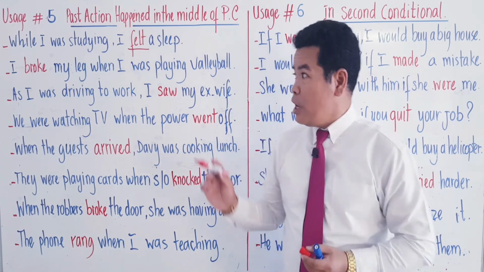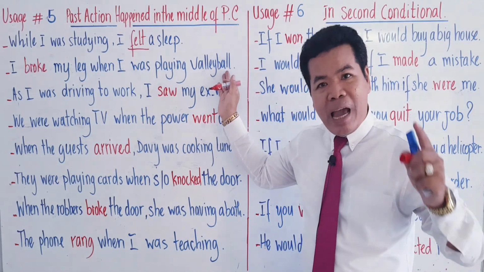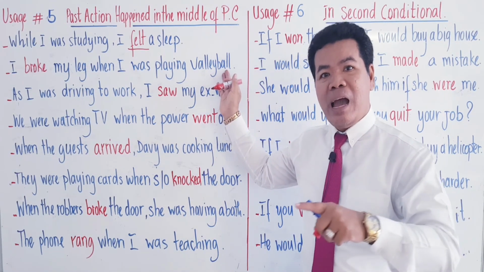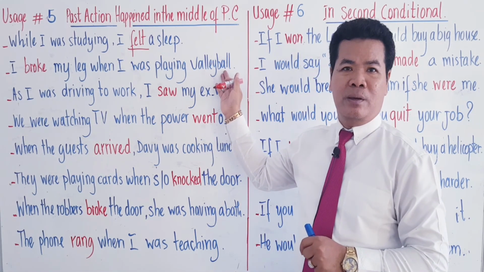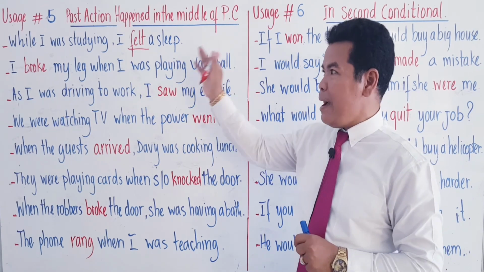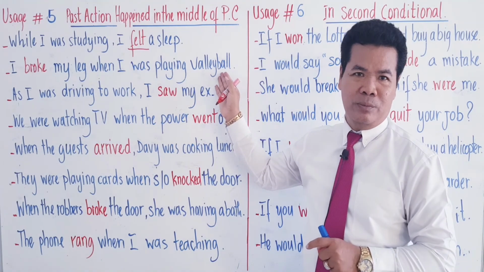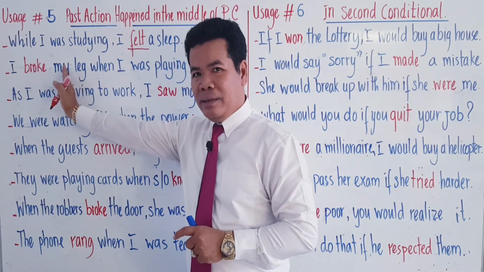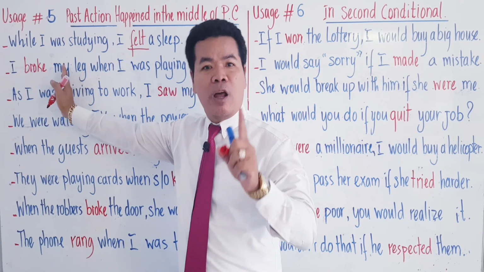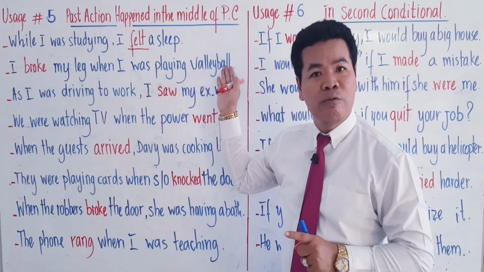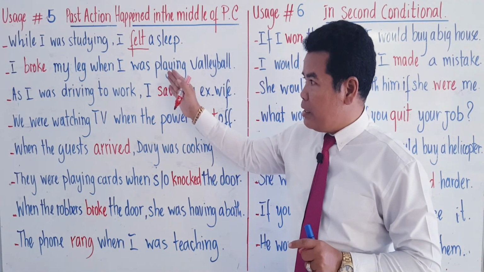Alright? So, I broke my leg when I was playing volleyball. The action, I was playing volleyball, and then I broke my leg in the middle of playing volleyball. Okay? So we have, I broke my leg when I was playing volleyball. Broke my leg is the second action that happened in the middle of I was playing volleyball. Understand? Let's go to the third example.